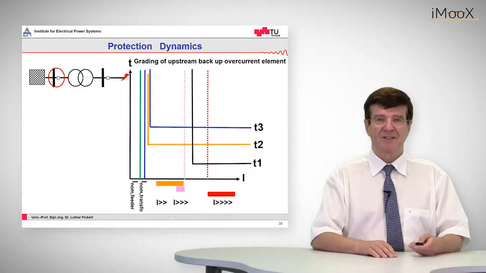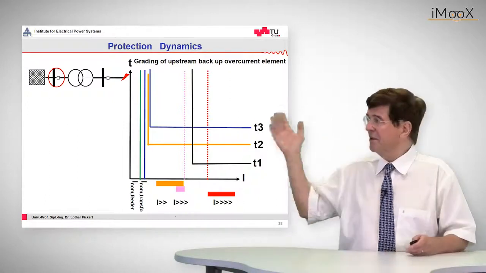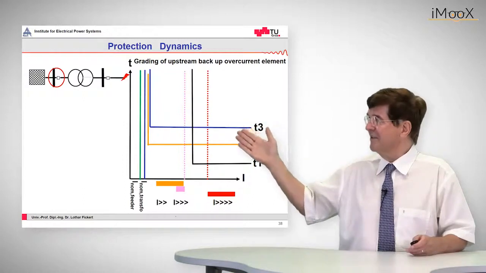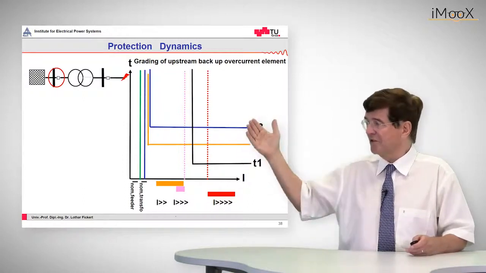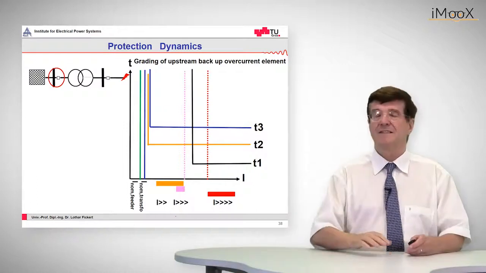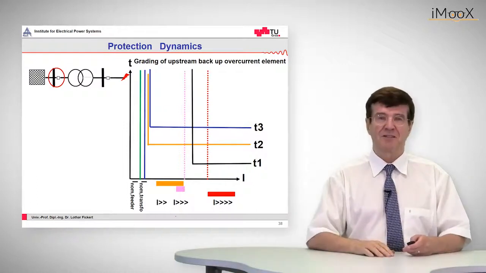So the tripping time is T3, and this is the full picture of a high set element, a low set element on the high voltage side of the transformer, and a feeder protection which operates after T2.